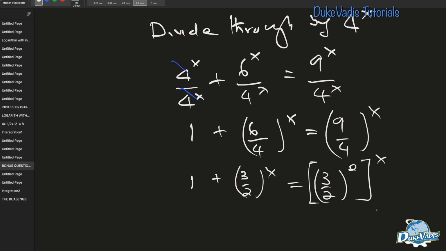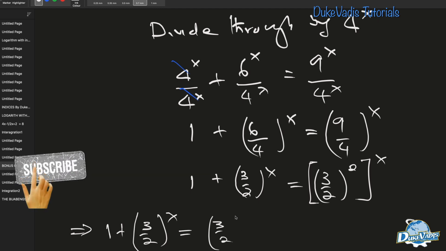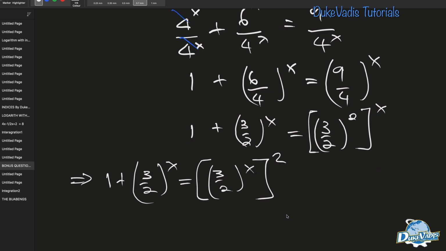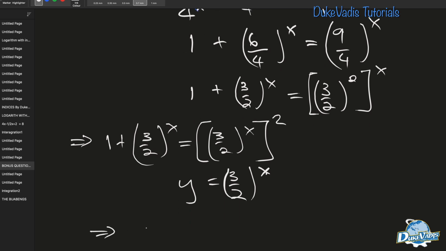Is it not looking beautiful? Well, I think I can push the x in again. So this implies that 1 plus 3 over 2 exponent x is equal to 3 over 2 all x squared. I can use any variable to solve this. I can see a quadratic in the making. So if I substitute y to be equal to 3 over 2 raised to the power x, then I've broken the back of the camel, and this becomes 1 plus y is equal to y squared.